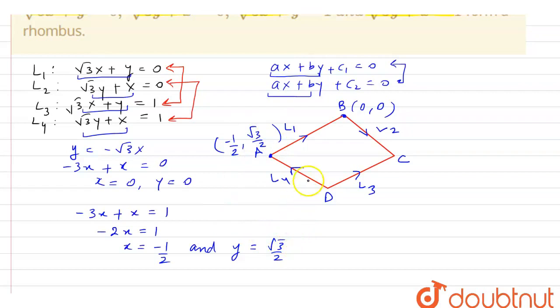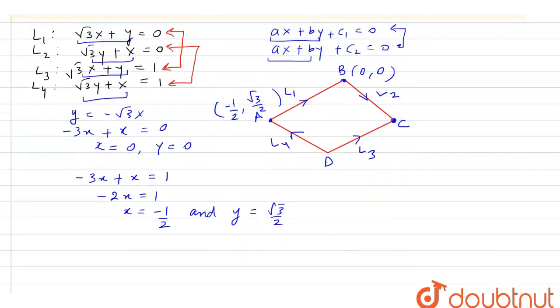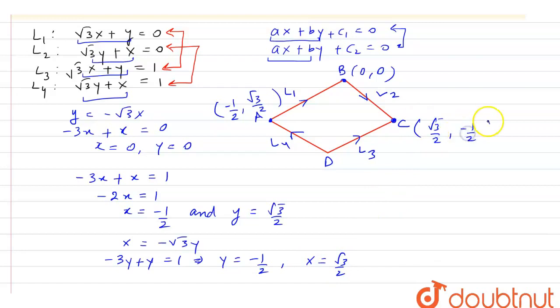Now when we solve line 2 with line 3, we'll get the coordinates of C, right? So the value of x from line 2 is x equals to minus root 3y. Now if I put the value of x in line 3, I'll get minus 3y plus y equals to 1, and the value of y is minus 1 by 2 and the value of x is root 3 by 2. So the point is root 3 by 2, minus 1 by 2.